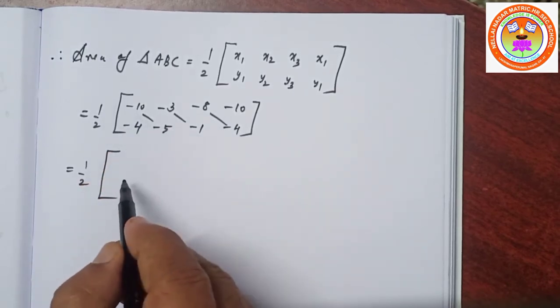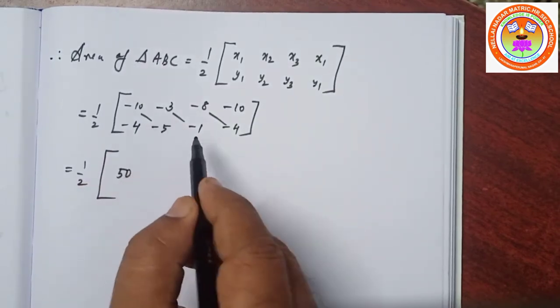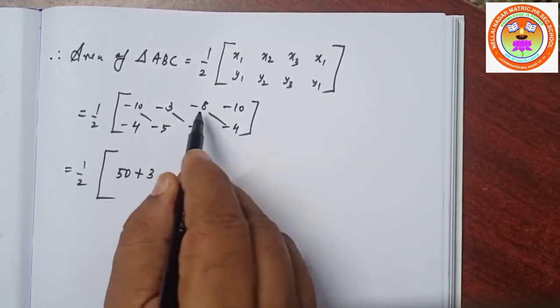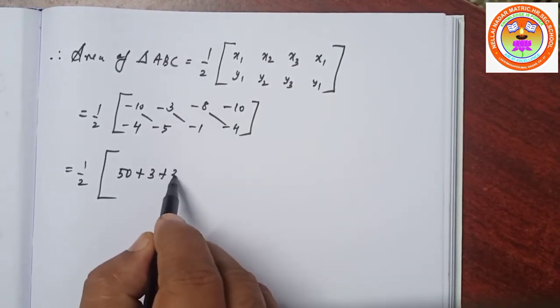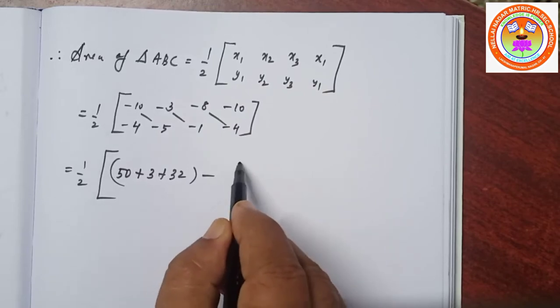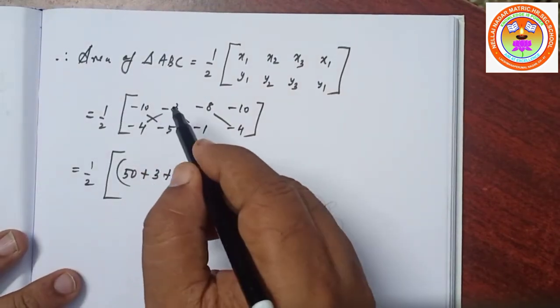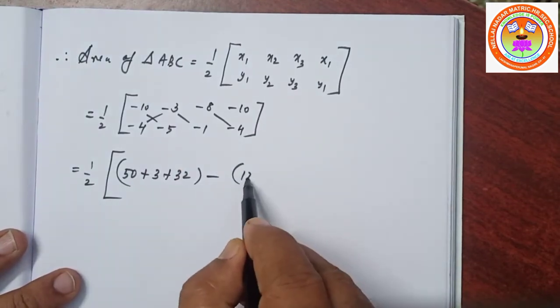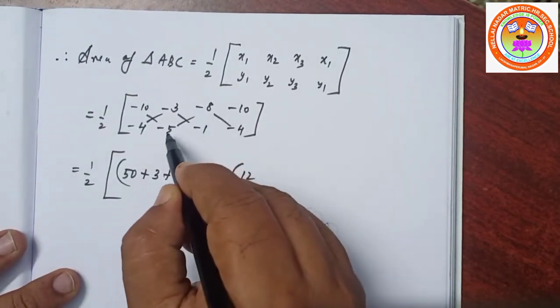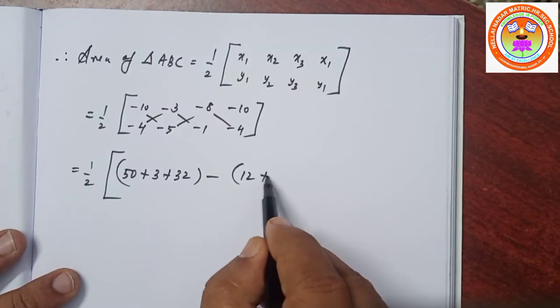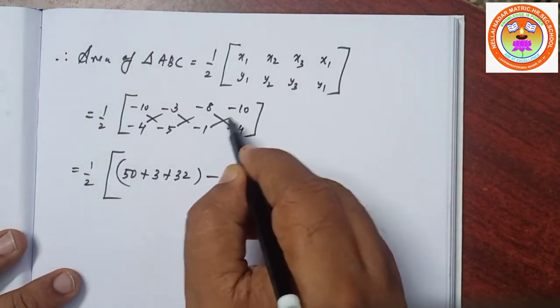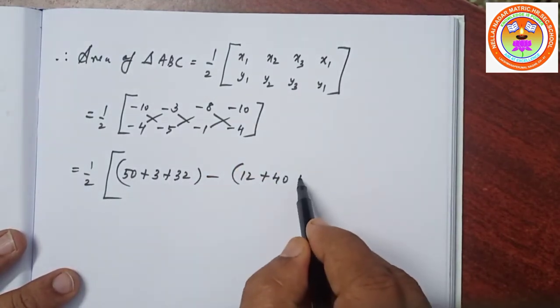Minus 10 into minus 5 is 50. Minus 3 into minus 1 is plus 3. Minus 8 into minus 4 is plus 32. Then minus, multiply these numbers: minus 4 into minus 3 is 12. Minus 5 into minus 8 is 40. Minus 1 into minus 10 is plus 10.